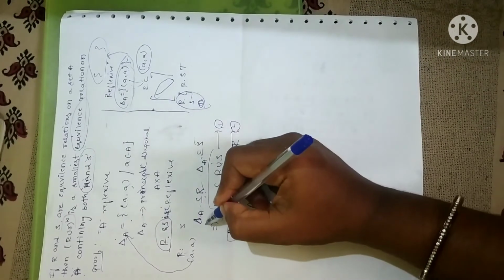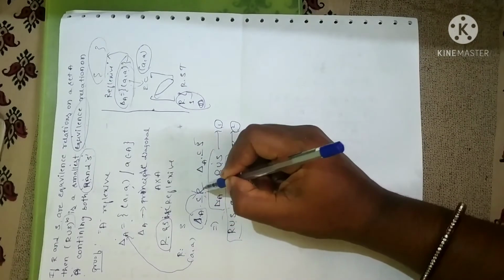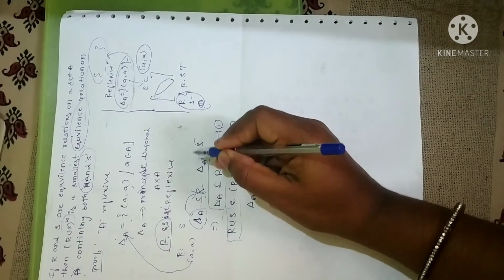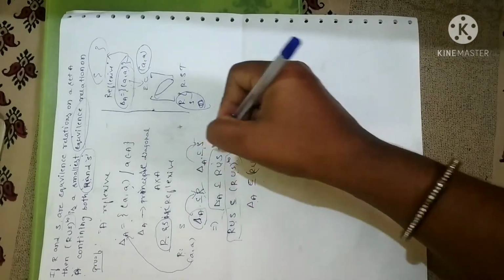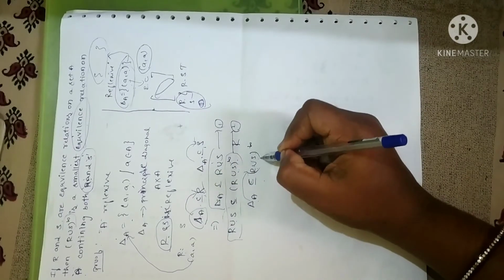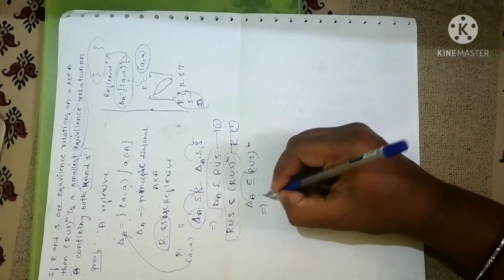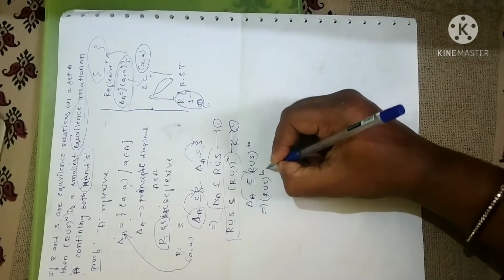Meaning, see here, delta A is a subset of R because R is reflexive. Delta A is a subset of S because S is reflexive. Now what I have arrived at is that delta A is a subset of (R union S)^infinity. So I can write that (R union S)^infinity is reflexive.